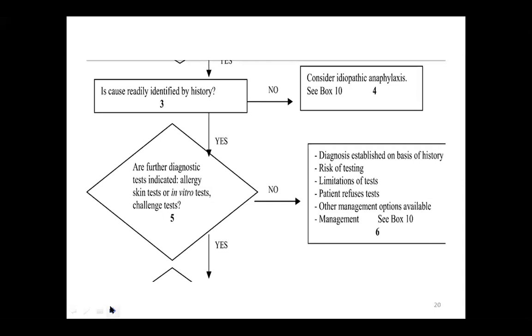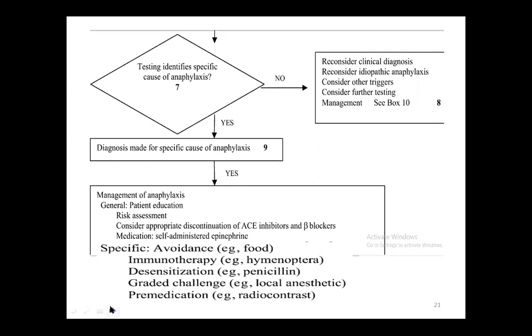For the future, we can plan an allergy skin test or different in vitro tests. In case of a drug, we can think of a lymphocyte proliferation test. So if yes, then we have to confirm the diagnosis of anaphylaxis. Then there is some general advice: patient education and risk assessment. We have to consider the risk-benefit of ACE inhibitors, beta blockers used in these particular patients, and also the angiotensin receptor blockers.